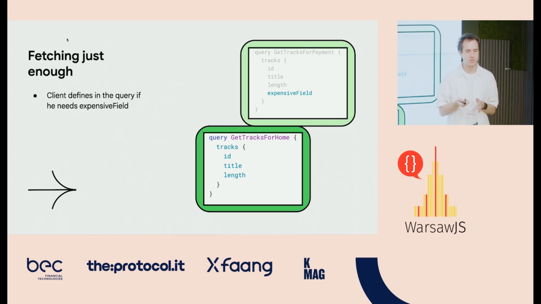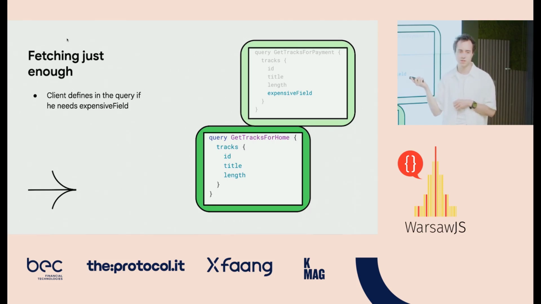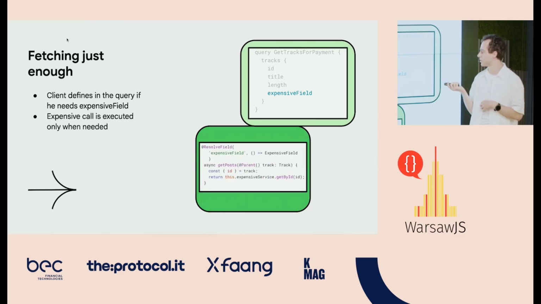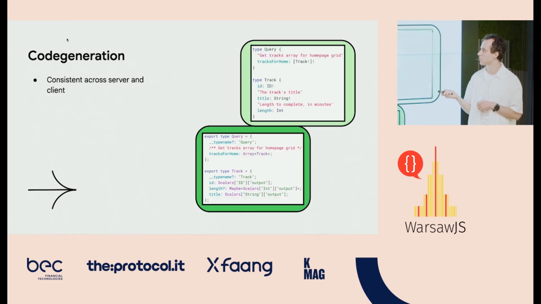So if we were to do it in REST, we would create new endpoints. With GraphQL, you can just define a schema, and the client would just ask for it if it's needed, and otherwise we won't serve it. And the nice thing is that we can use a modern framework to just execute the expensive field when needed. So it's super easy and super integrated in the ecosystem.